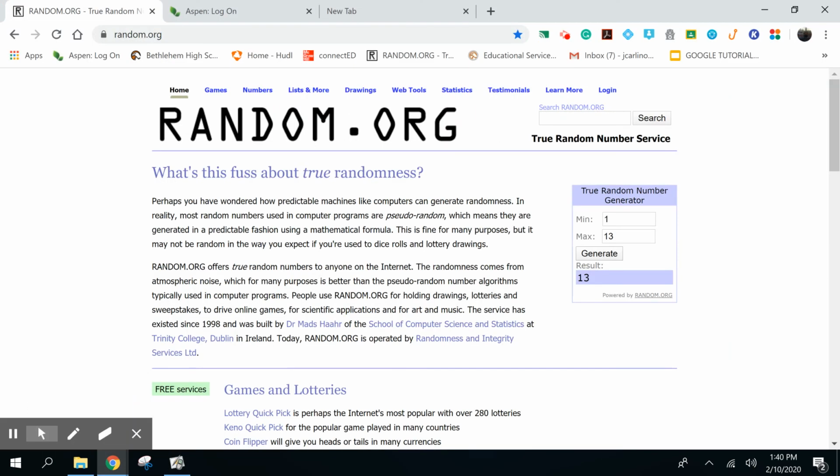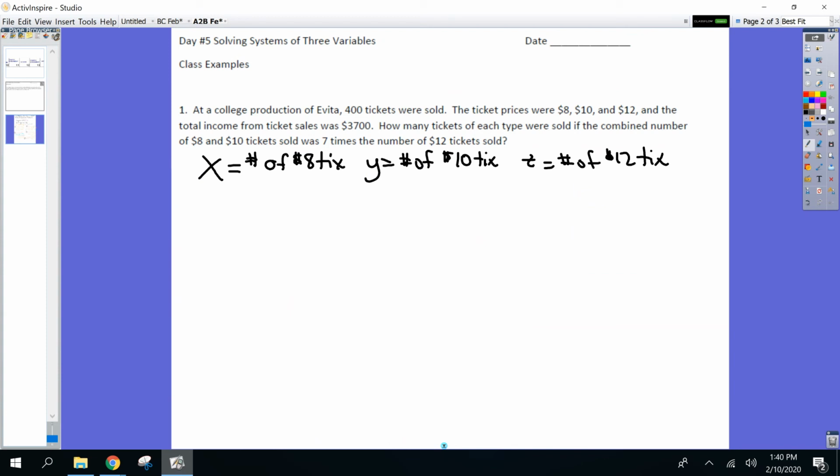First one, what do you got for me? x plus y plus z equals 400. Yep, total amount of tickets was 400, so that's what this equation represents. Perfect.